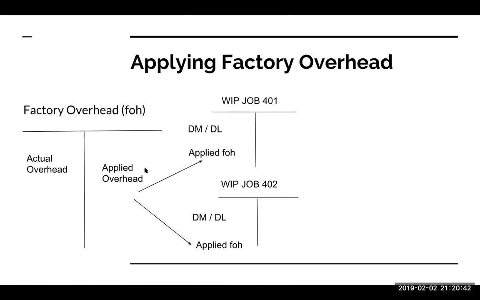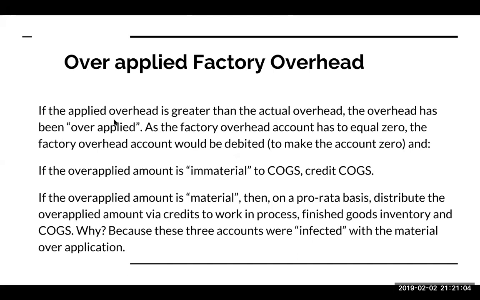Remember, we don't want to wait to do this process. We want to do it immediately so that we can turn around and bill our clients. So I have this difference between actual and applied overhead, and what are we going to actually do with that? Because remember, this account here has to go to zero. So if the applied overhead is greater than the actual overhead, the overhead has been over applied. As the factory overhead account has to equal zero, the factory overhead account would be debited to make the account zero.